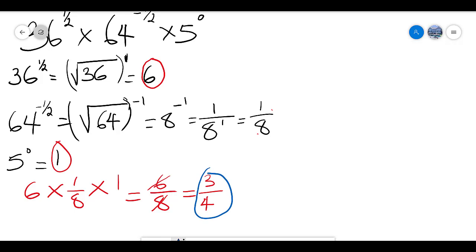All right. I'll be leaving you with some assignments at the end of this class. But let's look at equations in indices. Let's look at equations with powers.